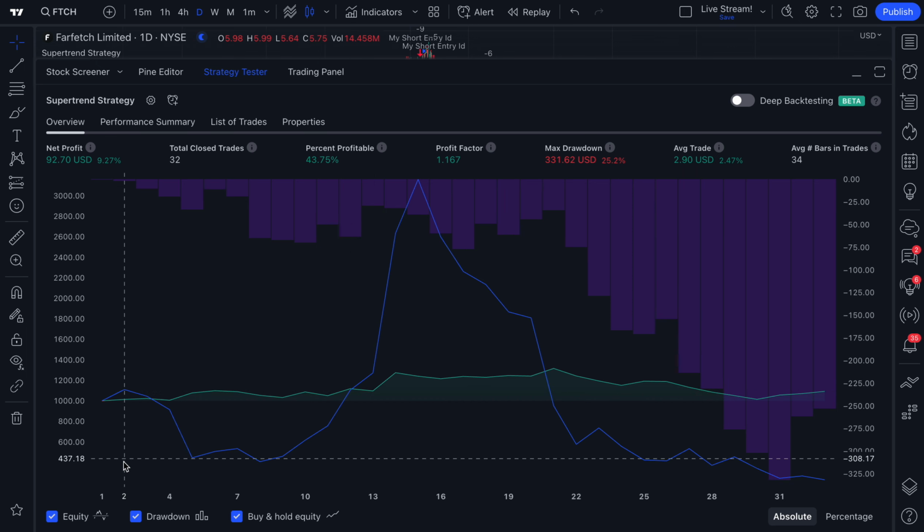Buy and hold would have turned the $1,000 into about $250. And if you had followed the Supertrend strategy on this symbol, FTCH, you would have about $1,000. So these are the type of comparative analyses that you want to do.